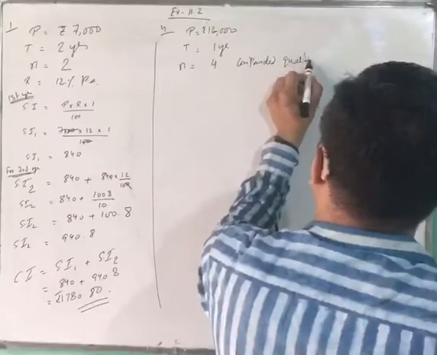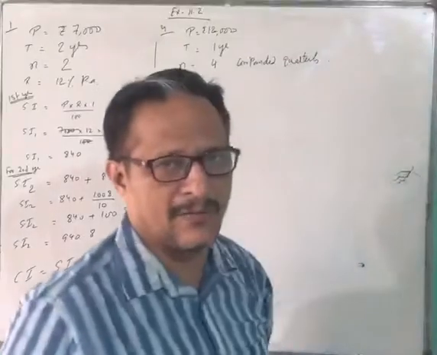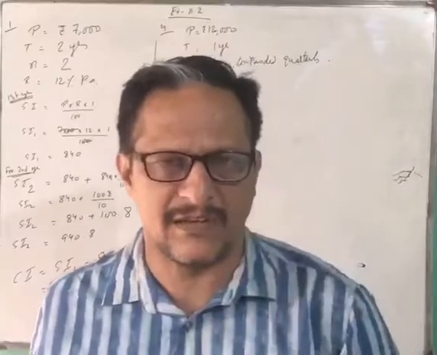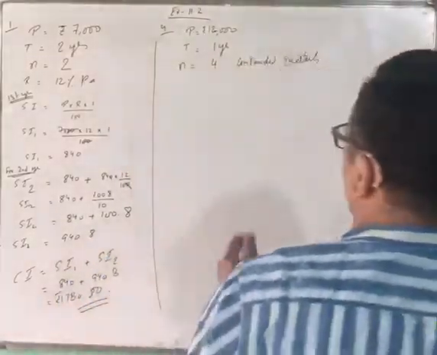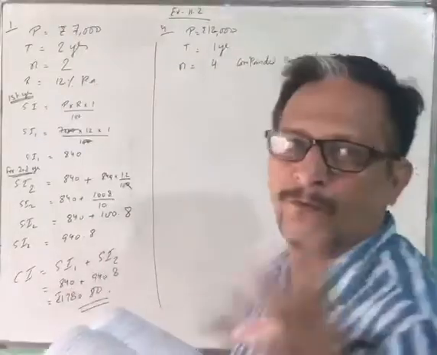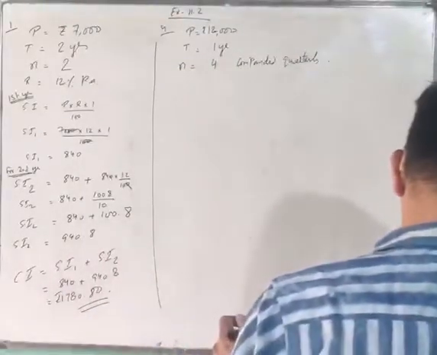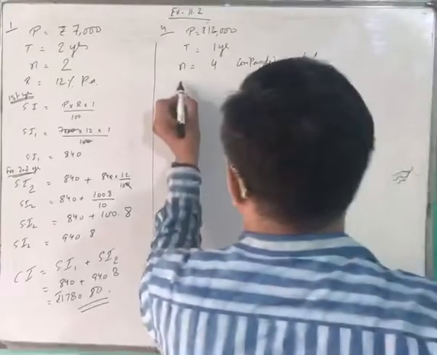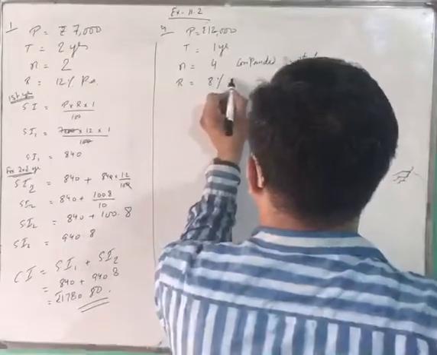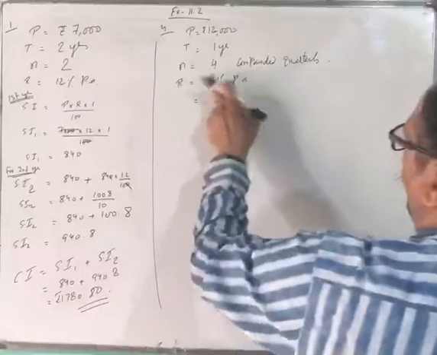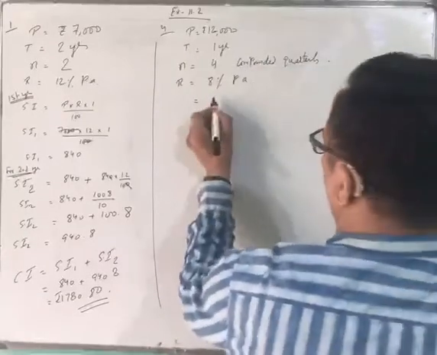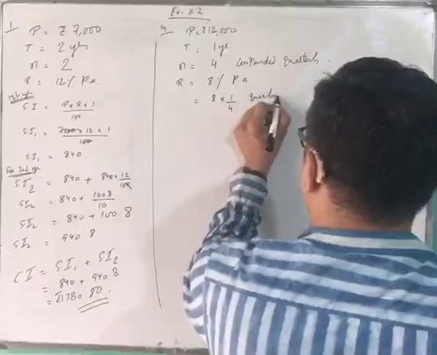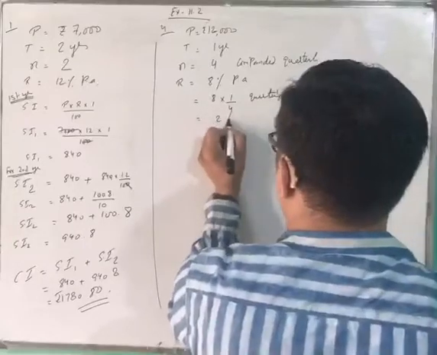Compounded quarterly means, there are 12 months in a year, so quarterly means 3 months. How many times will 3 months, that is a quarter, come in a year? 4 times. So the number of conversion periods is 4. This means that you have to find out the interest 4 times. The rate is given here as 8% per annum, but since it is compounded quarterly, you also convert it into quarterly. By dividing by 4, you get 2%.